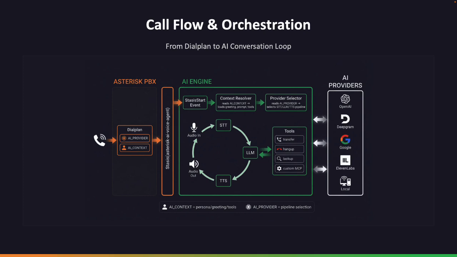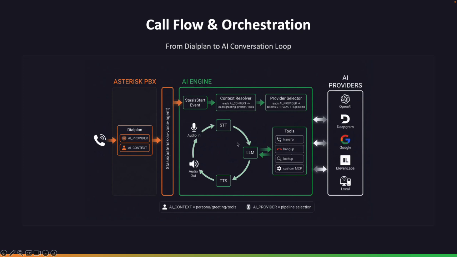Whenever the call comes in, it goes through the AI engine through the Stasis Asterisk event, and then the context is resolved based on the variable passed. If there is no variable passed, it falls back to the default context. Then a provider is selected, and based on the provider, the conversation takes place either with OpenAI, Deepgram, Google, ElevenLabs, or your local AI server.